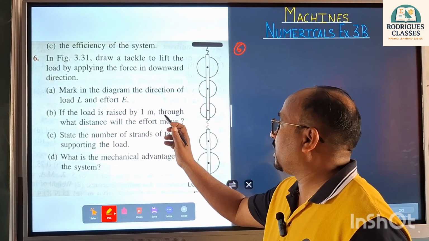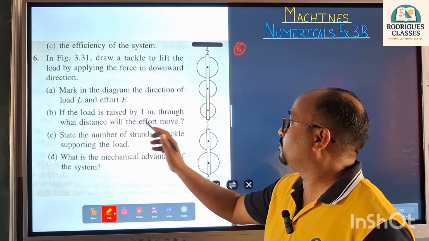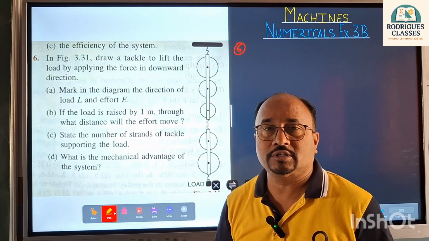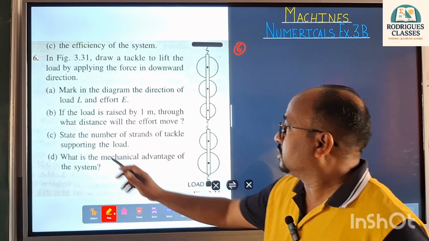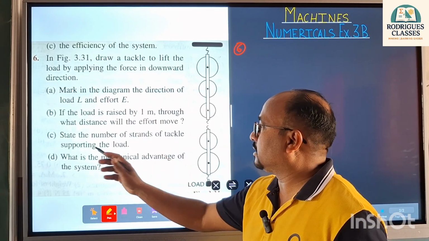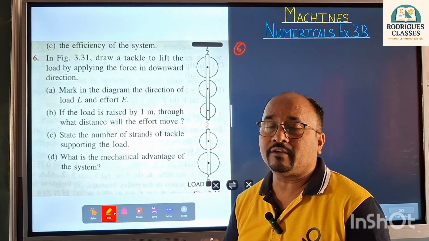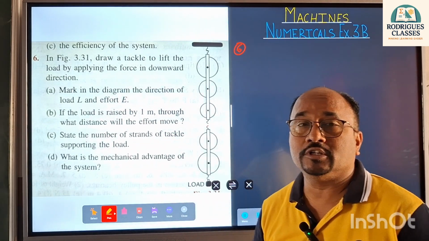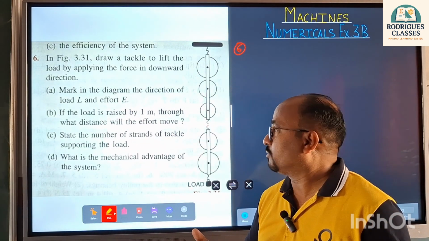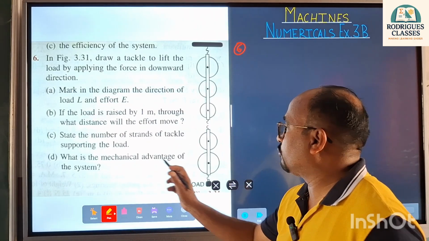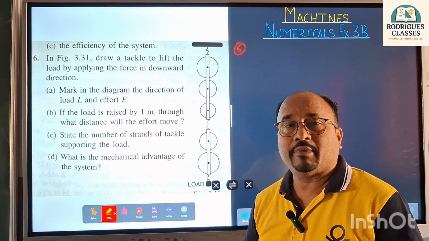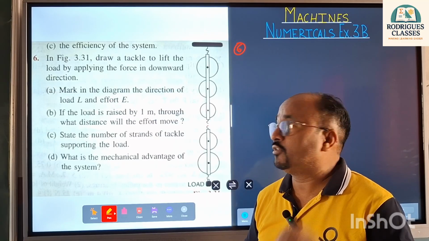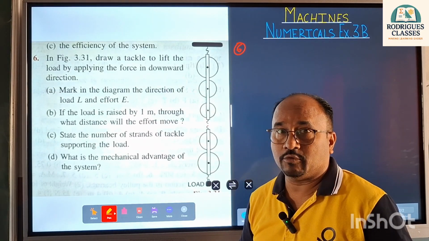If the load is raised by 1 meter, this is the displacement of the load. Through what distance will the effort move? By applying velocity ratio formula, we will do that. State the number of strands of tackle supporting the load. When we do the diagram, we can count and see. And if you have already studied about this 5 pulleys, you will know 5 strands will be supporting the load. And then we have to find the mechanical advantage by load by effort, seeing how many tensions will be related over there. First of all, let us draw the diagram of it.